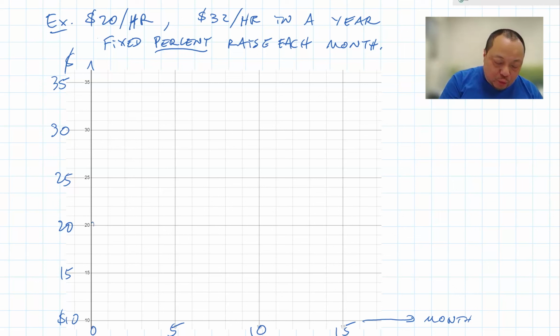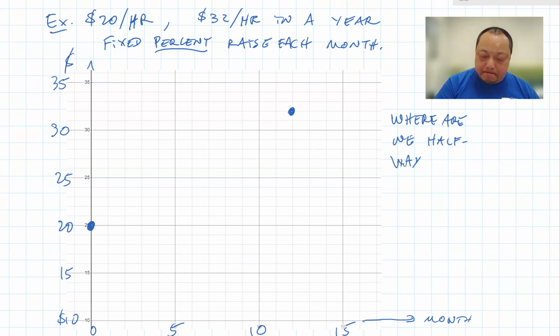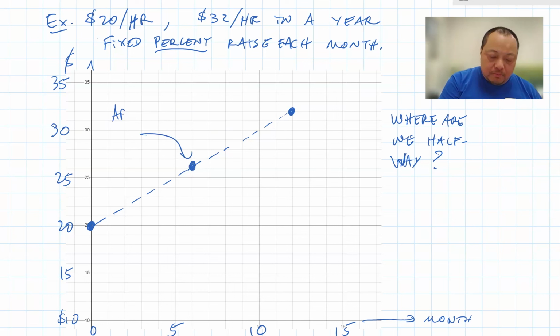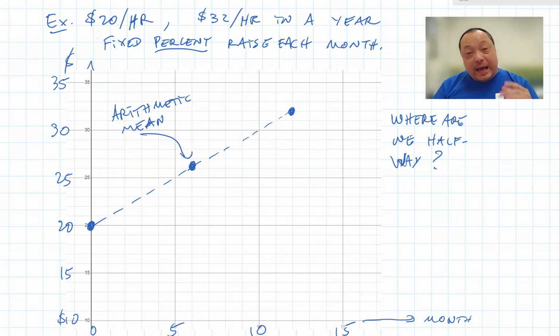I'm starting out at 20, and I'm ending at 32. The question is still, where are we halfway through? Well, if we did the arithmetic mean, then we would think that the halfway through is at 6 months and $26, right? Because the arithmetic mean is a midpoint if the whole thing is a straight line. But the whole thing is not a straight line. It's some sort of exponential growth.